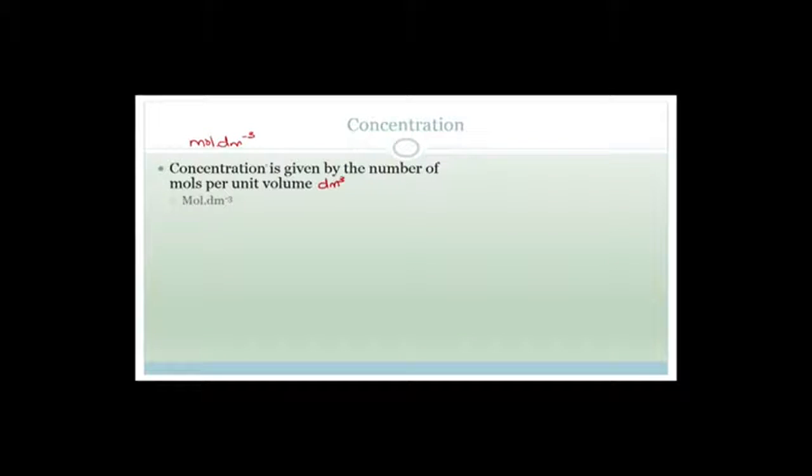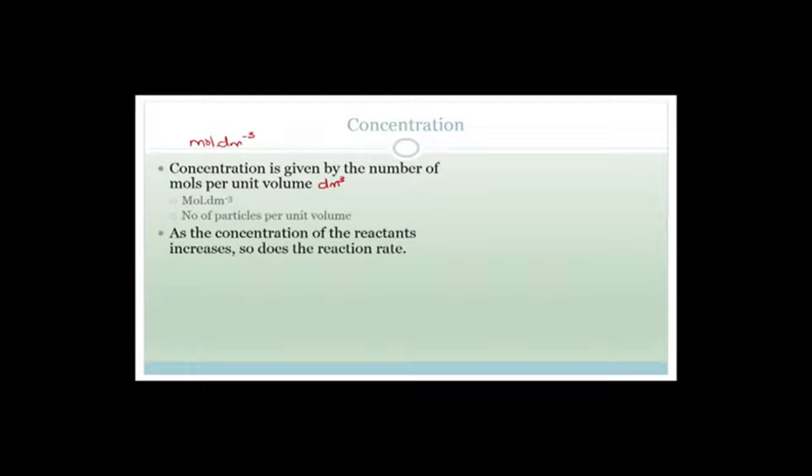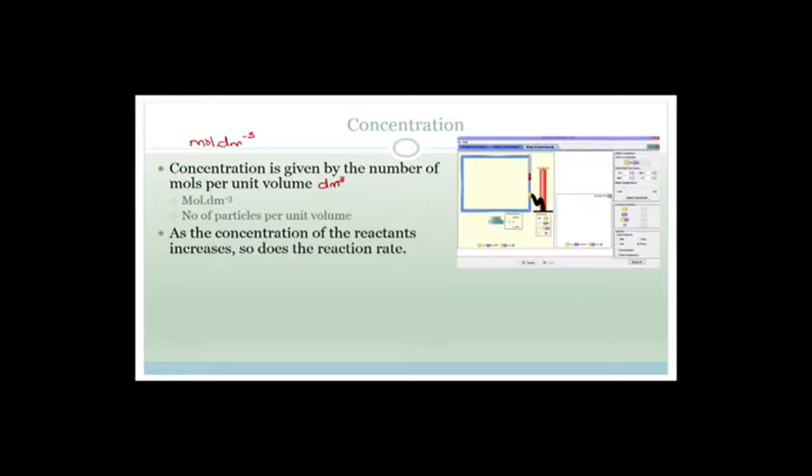Okay, so now let's talk concentration. Concentration is given by the number of moles per unit volume. So the unit is mole per decimeter cubed. Why? Because the SI unit for volume is decimeter cubed. We're talking about the number of moles per unit volume, but we're effectively talking about the number of particles per unit volume, agreed? So as the concentration increases, so does the reaction rate.